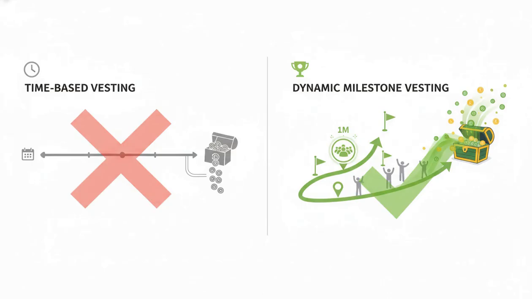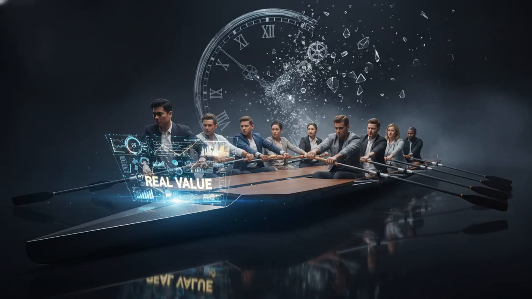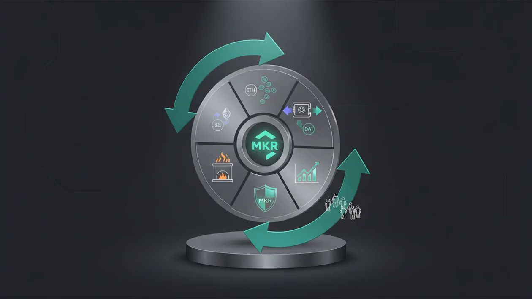The same long-term thinking applies to your team and investors. Instead of simple time-based unlocks, what I really like to see are dynamic vesting schedules. This means tokens are released, not because a year has passed, but because the protocol hit a key milestone, like reaching 1 million users. It ensures everyone is rowing in the same direction, focused on creating real value, not just watching the clock.